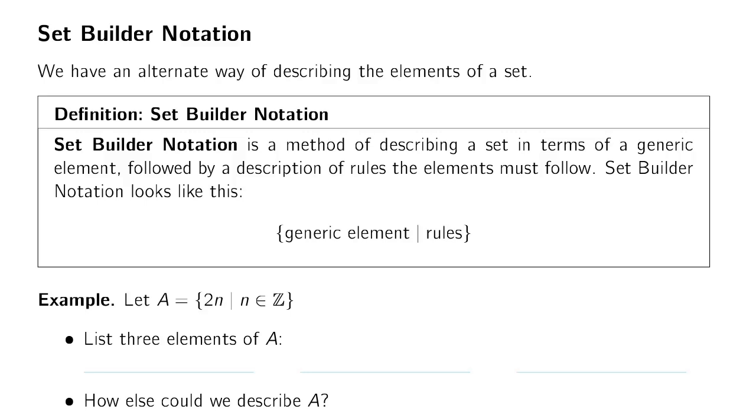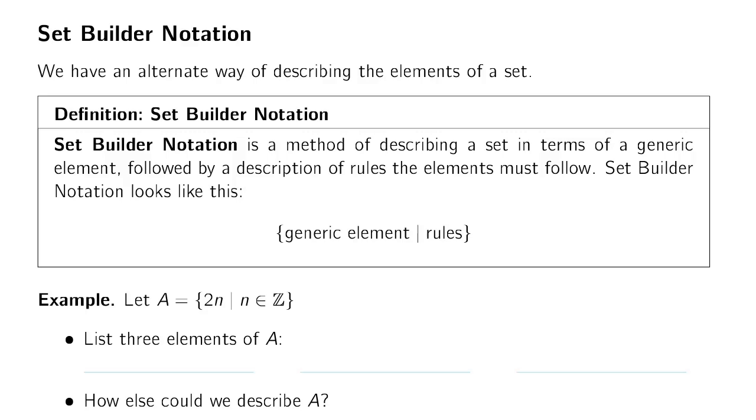So far, when we've described a set, we've either given roster notation, so just listed all of the elements, or else we've just given kind of a vague verbal description of what the set is, like the real numbers. There's another way that we can describe a set, and that's what's called set builder notation.